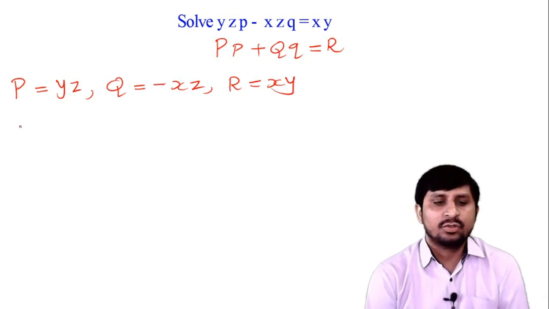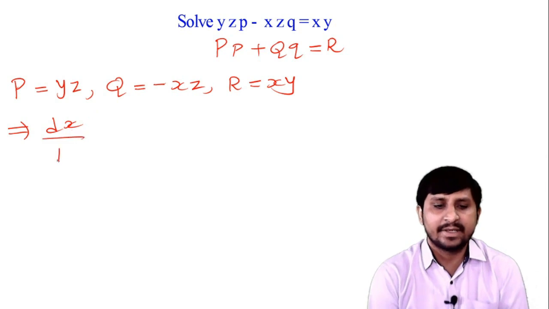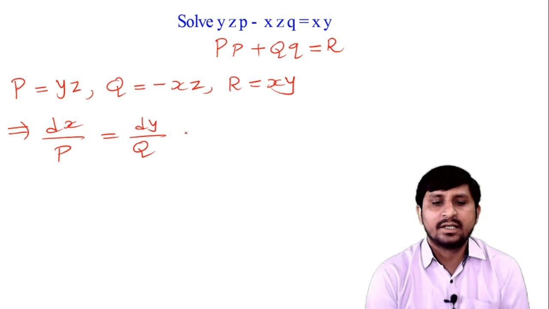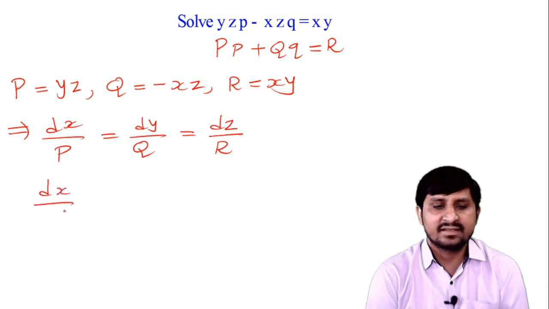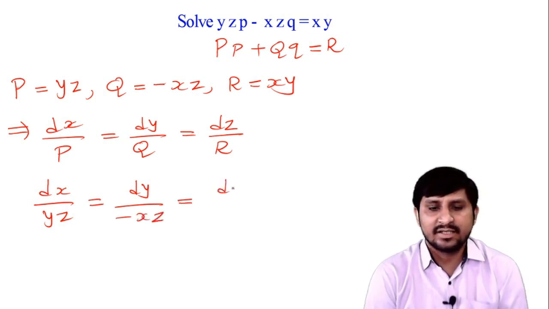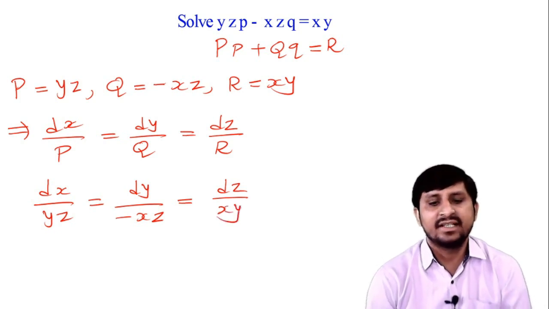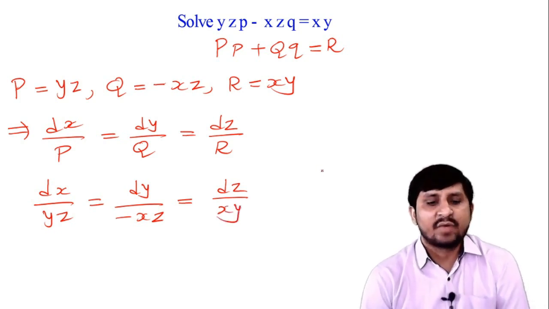So what is my auxiliary equation? We know that dx by capital P is equal to dy by capital Q, and that is equal to dz upon capital R. So dx upon yz is equal to dy upon minus xz, and that is equal to dz upon xy.